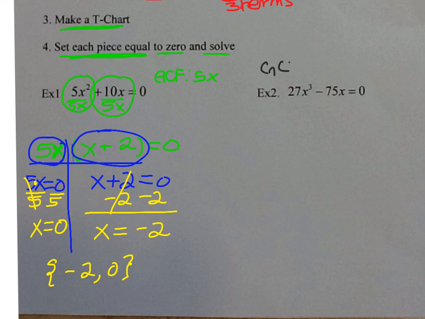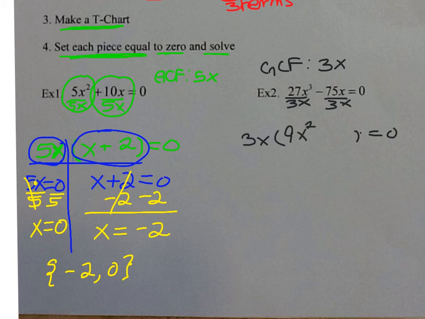All right, so let's put that down. GCF is 3x. So we're going to put the 3x on the outside of the parentheses. Remember, it's still equal to 0. To figure out what goes inside the parentheses, divide by 3x. 27 divided by 3 is 9. X to the third divided by x is x squared. Remember, subtract the exponents. 75 divided by 3 is 25, so it's minus 25. And x divided by x is 1, so I don't put that down.